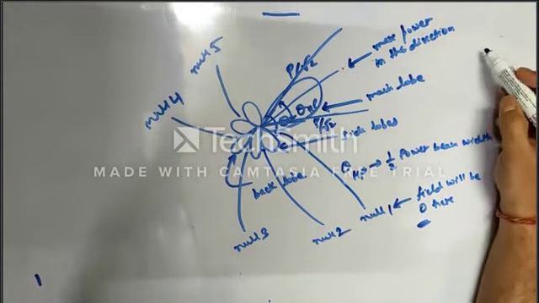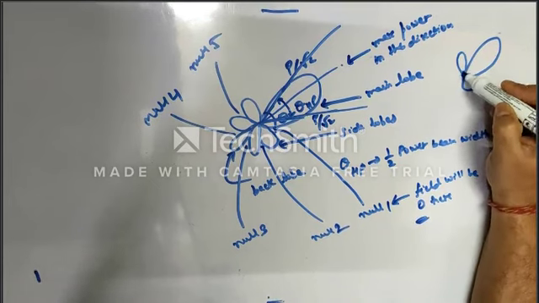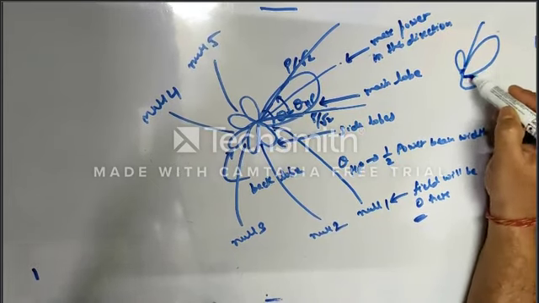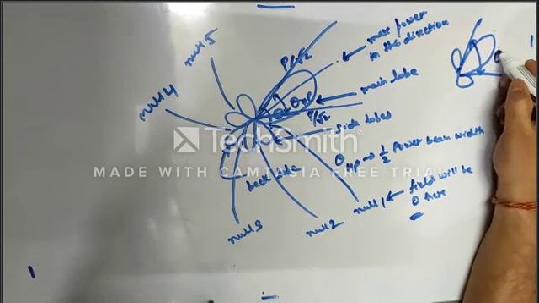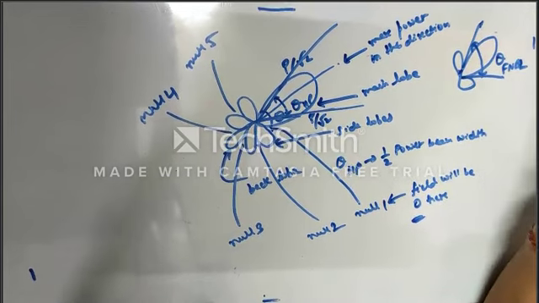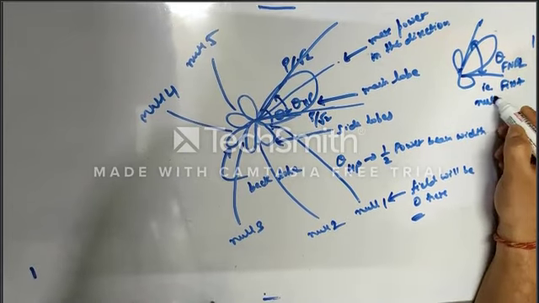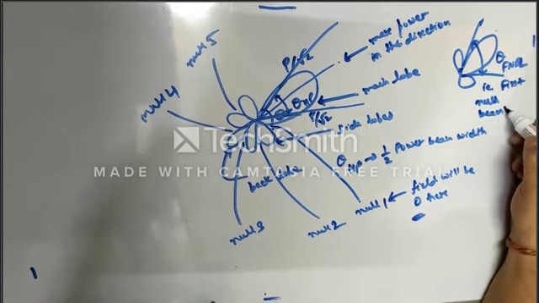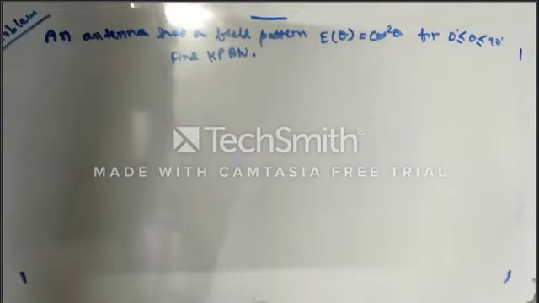If you want to take the angle from this null, let us see here. These are the two null points. So I will take this angle between these two. This is called theta FNBW, that is the first null beamwidth. In problems this is given and so on. We'll do some of the problems of those. So this is all about the radiation property, the radiation pattern as a whole.